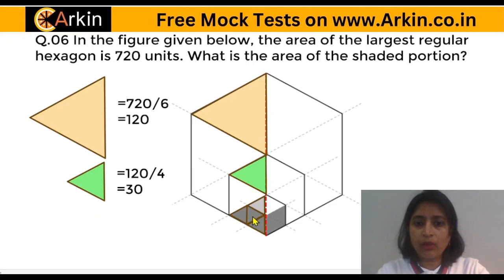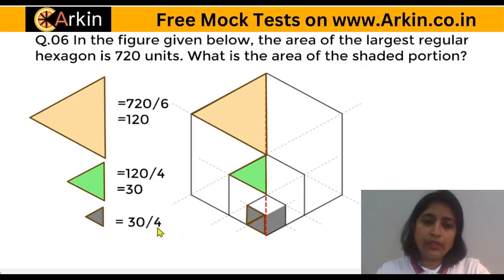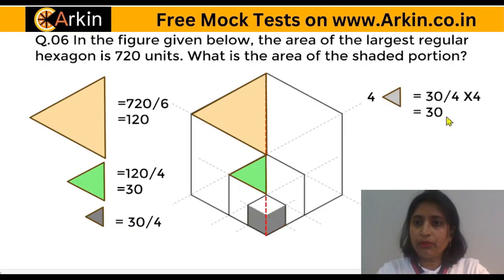And the area of that small triangle will be 30 by 4, that is, let it remain as 30 by 4 only. Now this 30 by 4, if you see, this shaded part is made up of 4 such triangles. So we can say the shaded portion is equal to 4 triangles, and each triangle's value is 30 by 4, so you have to multiply by 4. That's why I did not find out the ultimate value. I let it be like this only. So 30 by 4 into 4 will be 30. So the answer to this question will be 30 units. So the answer we have to write is 30.